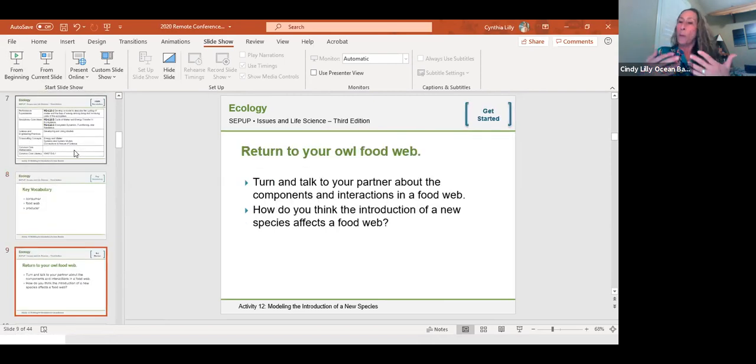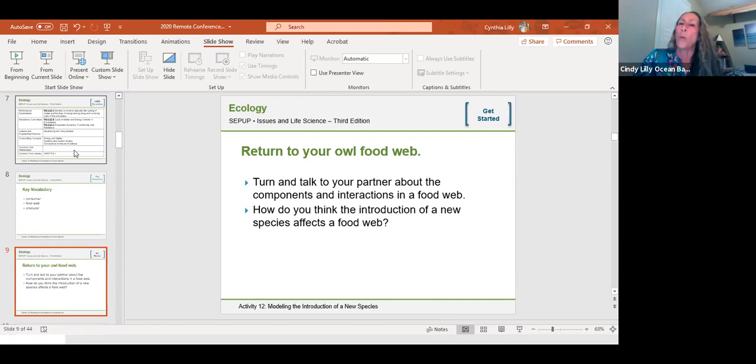So they go back to their food web, and they're looking at their owl pellets and the food webs that they made. And they're discussing. Now, I would have kids talking on my Google Meet. I'd have them in breakout rooms. Discussion is going to be an integral part of this. So I highly suggest you put that into place when you're doing this, because discourse is where things happen.